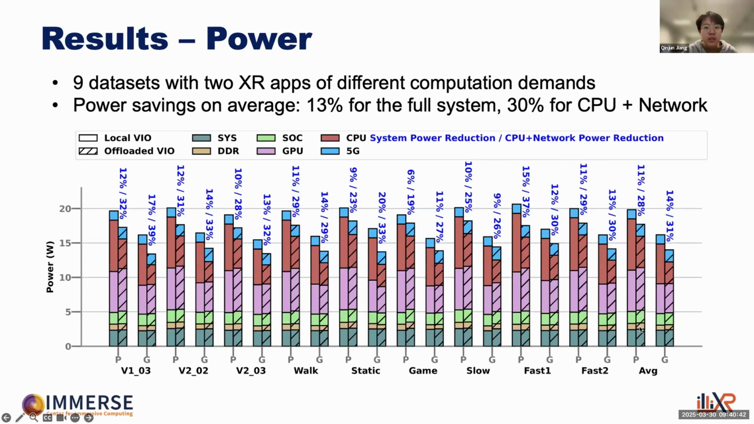We also conducted power measurements of the baseline system and the remote VIO system on the Jetson with 9 datasets and 2 applications. The two applications have different rendering complexity, so different compute demand and power consumption. As we can see in this figure, remote VIO achieves on average power savings of about 2 watts, which translates to on average 30% savings for the full system. And if we consider only the CPU part and network, the savings are on average 30%. So this carries great value for power-constrained XR devices in terms of extending the battery life and reducing heat emission.